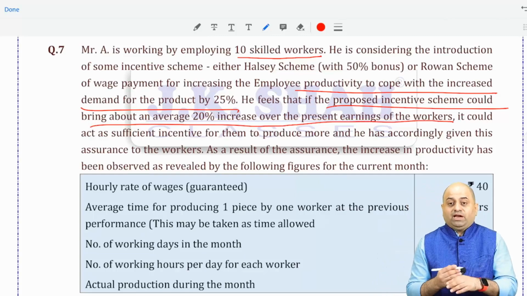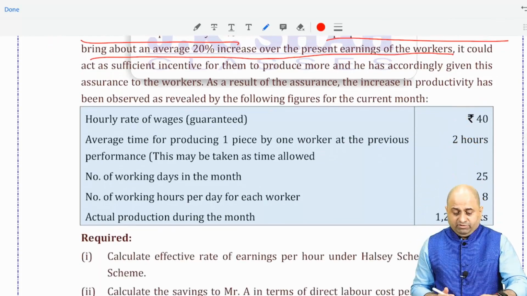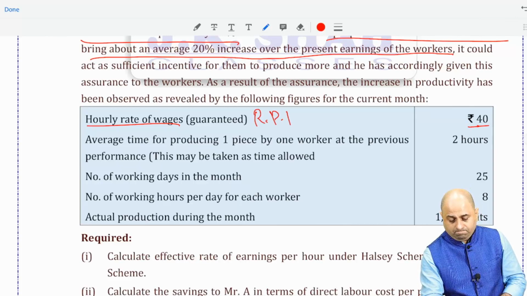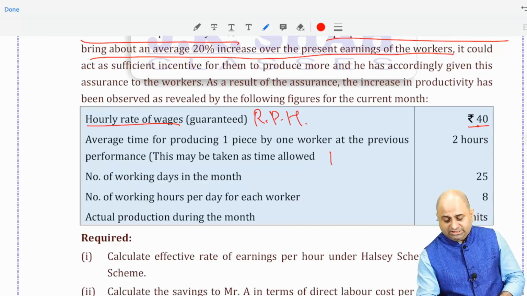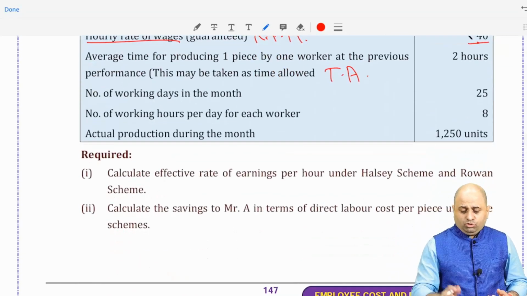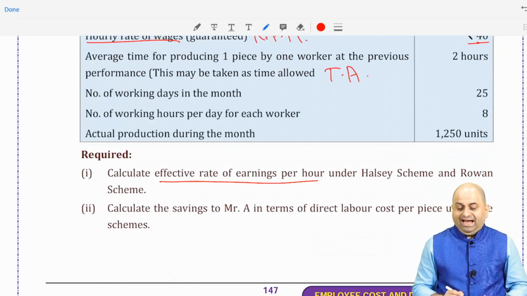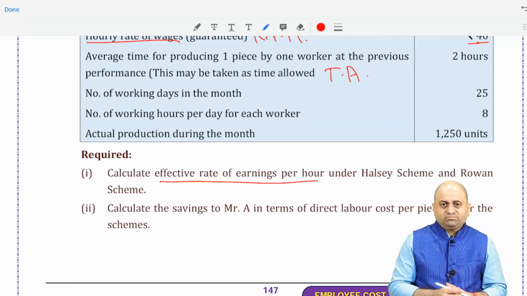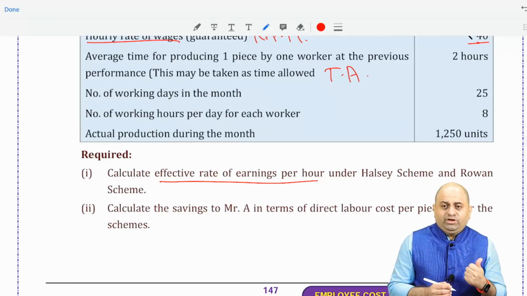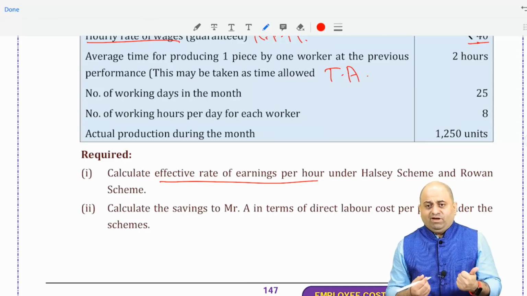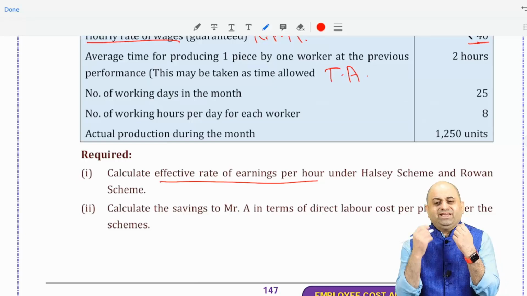Fair enough. Now what I'm trying to tell you is this. The next part is given to us very clearly that hourly rate of wages is 40, that is rate per hour. Average time for producing, this is time allowed. Number of working days in a month, etc. You were required to calculate effective rate of earnings per hour under Halsey and Rowan. To calculate effective rate of earnings, you require total wages upon time taken. For total wages, you require basic wages and bonus. Basically, they have asked everything in this question.